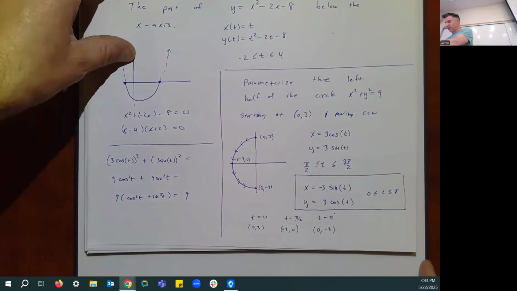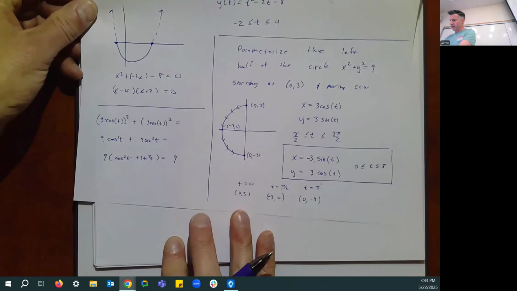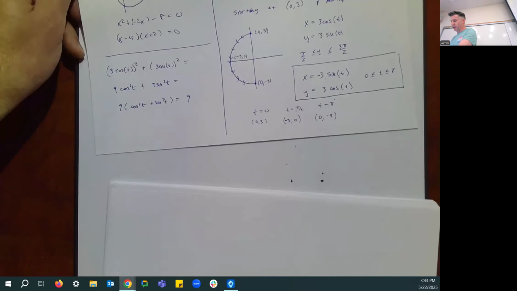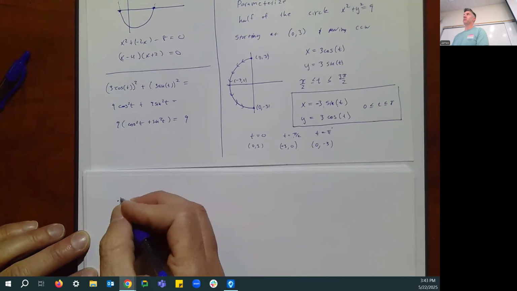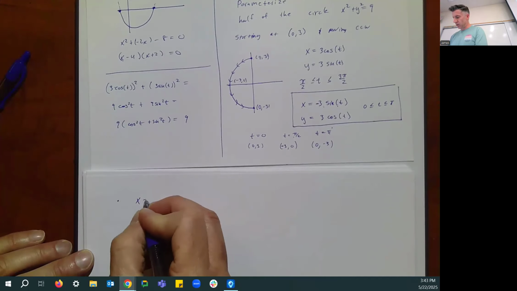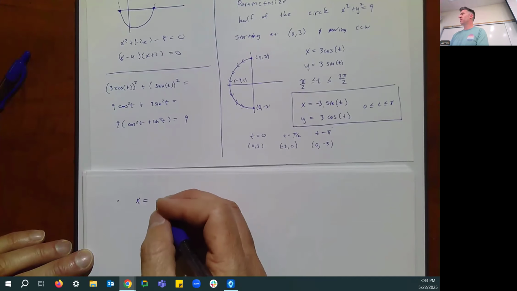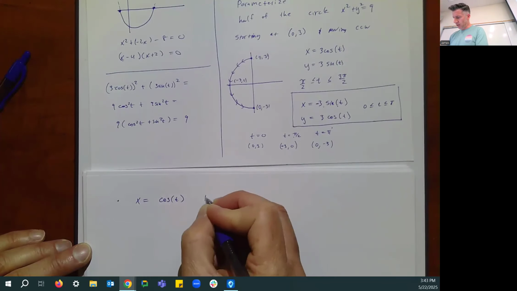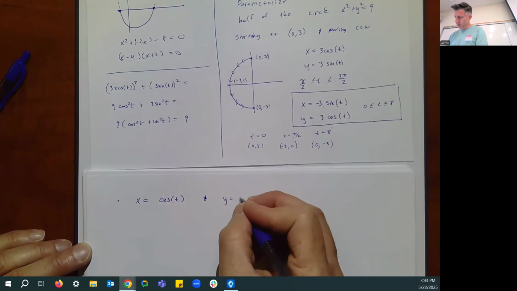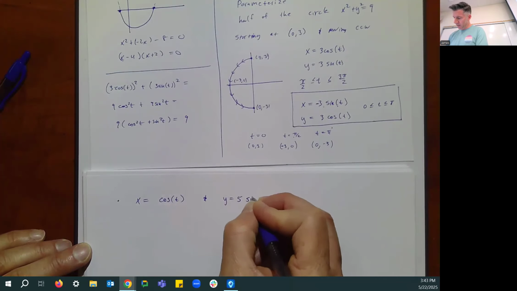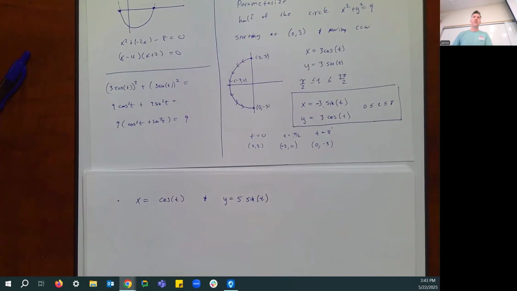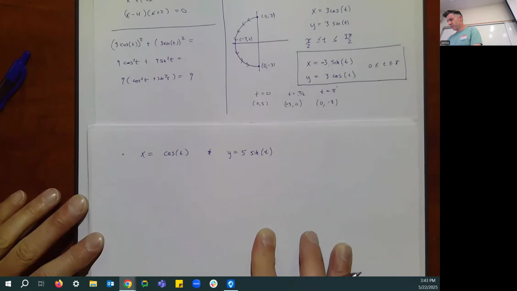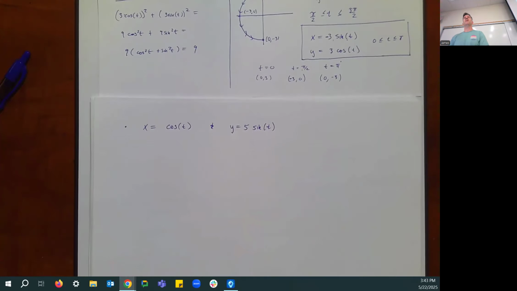There was one example Babson did that I thought was kind of interesting. He went the other direction and said, what if you're given x equal to cosine of t and y equal to, let's make it annoying, 5 sine of t, and then tried to find a Cartesian equation for this. Sorry, no, he did this.